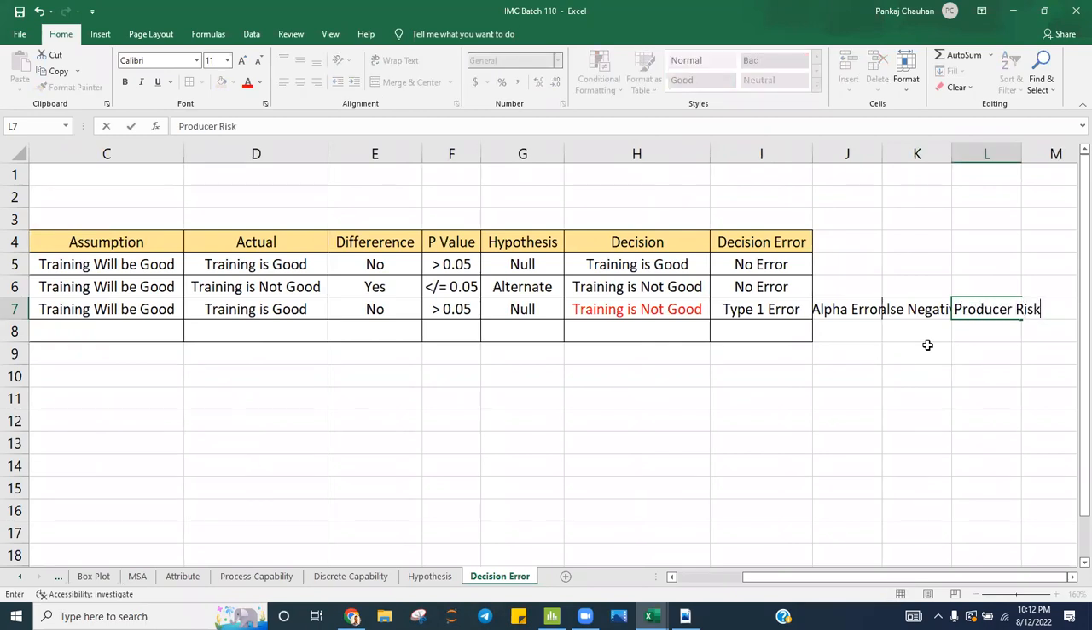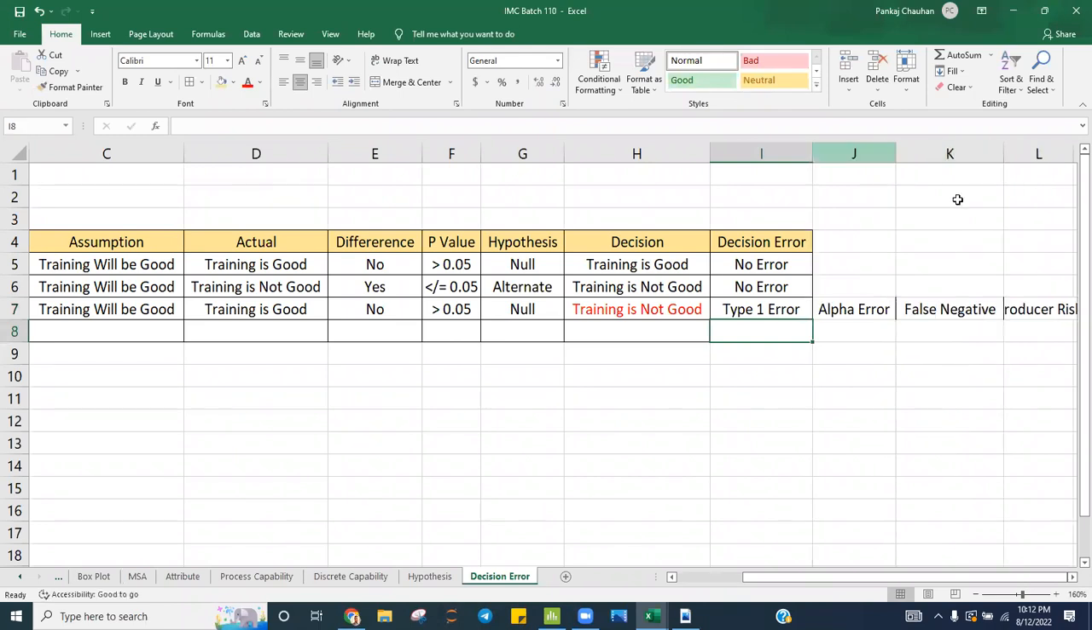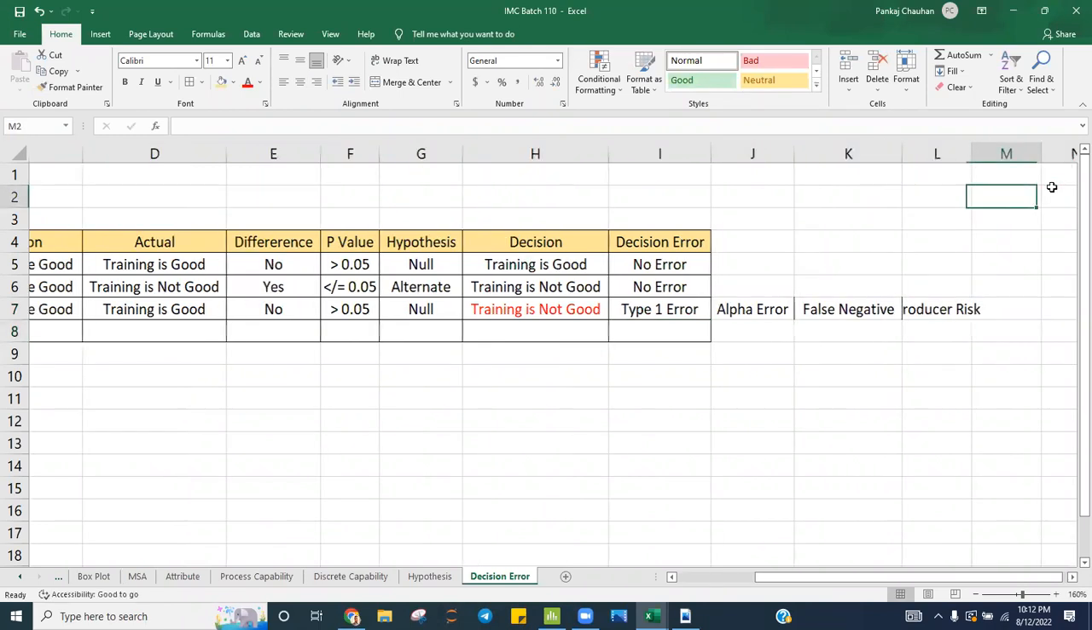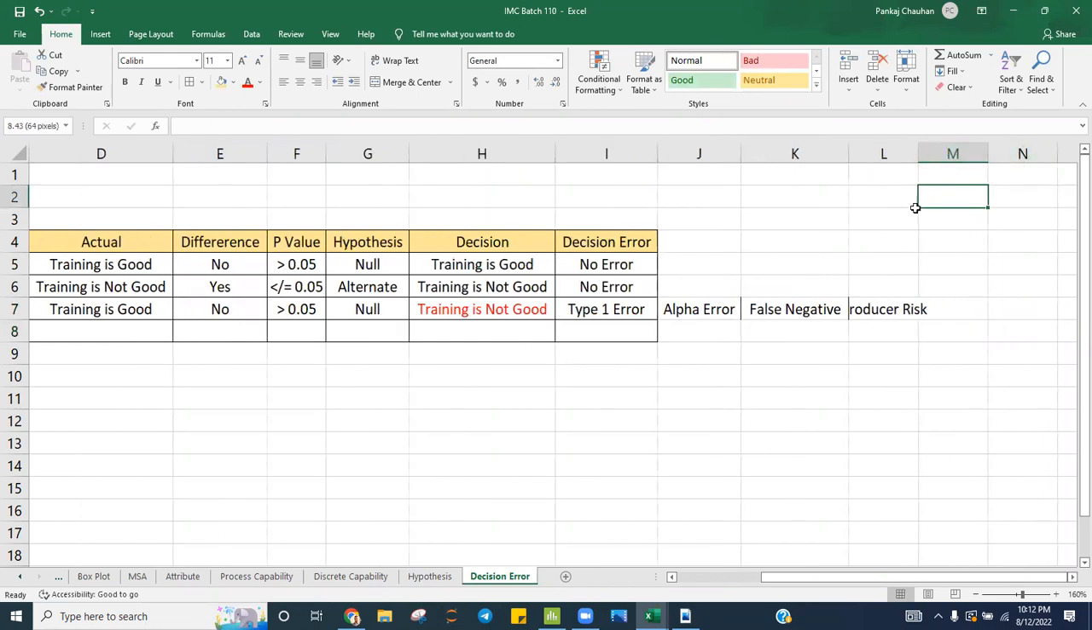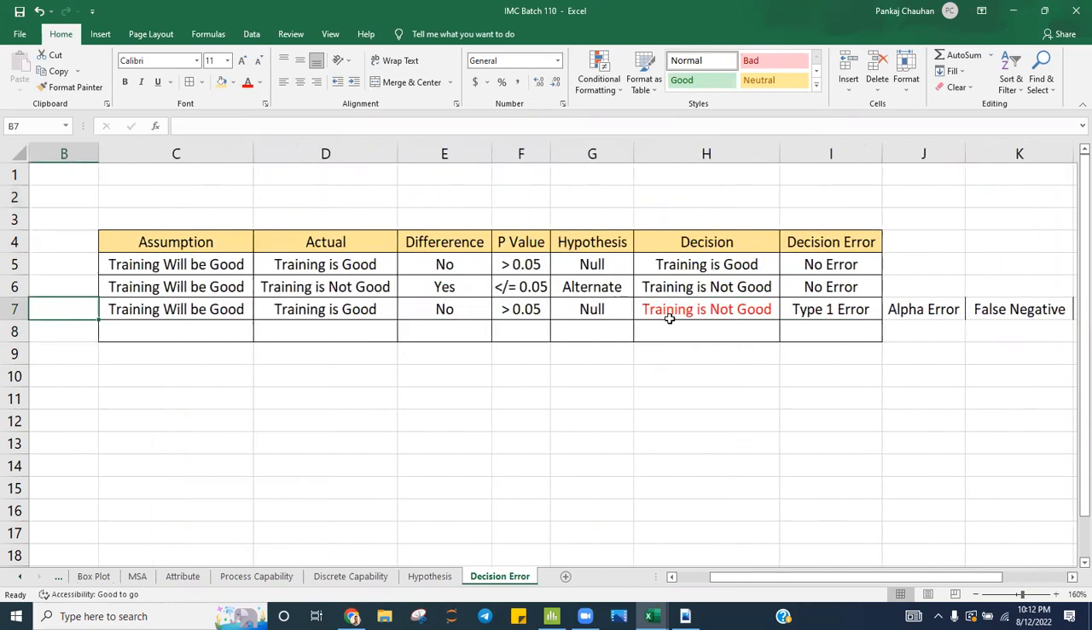Is the actual based on the capability? Yes, based on the actual result, what you see. When you observe the data analysis you have done and you are seeing the result, you are doing the statistical analysis on the data you have collected. And on that basis, you are taking a practical decision. So you have already done the analysis, you have attended the training, you have the data with you, and your assumption was training will be good, and actually you found training is good.